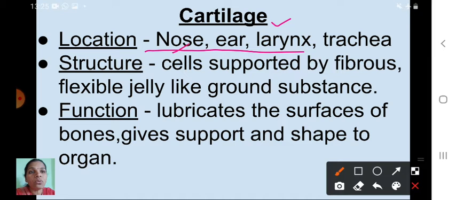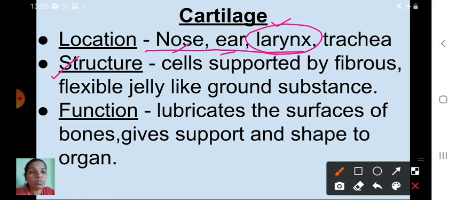That means nose, ear, larynx, pharynx, this you have studied in your 8th standard, isn't it, while studying the respiratory system. So larynx and trachea. Okay children, and next one is what? Structure. Cells supported by fibrous, flexible, jelly-like ground substance. So here the cells are supported by fibrous, flexible, jelly-like ground substance.